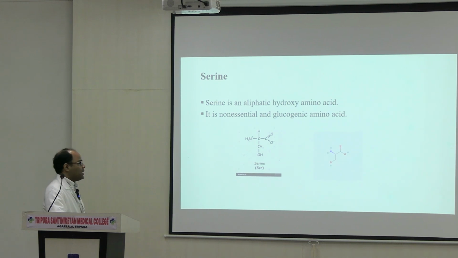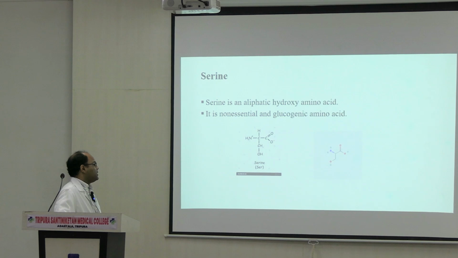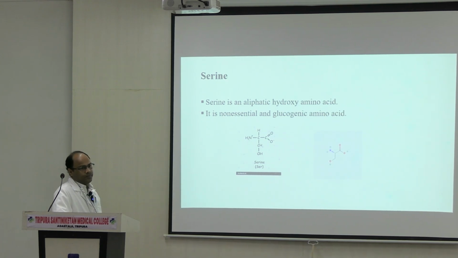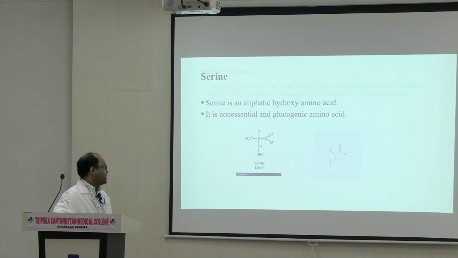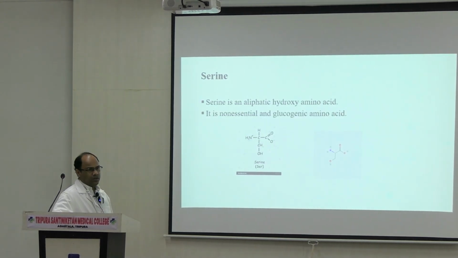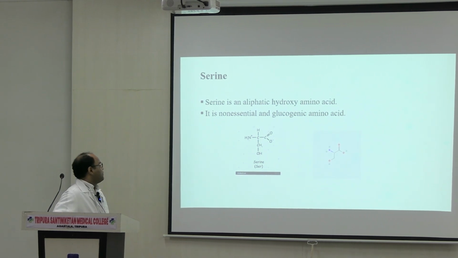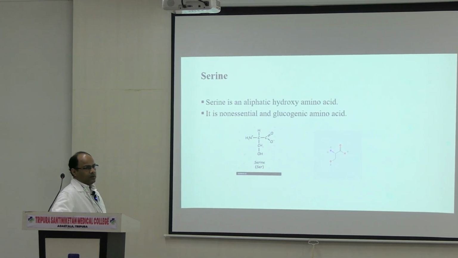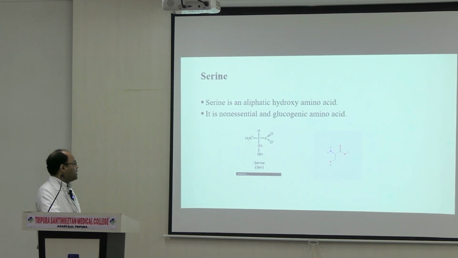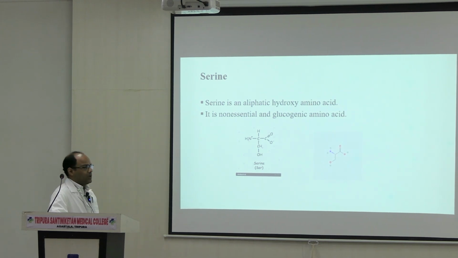So serine is an aliphatic hydroxy amino acid. It is a non-essential amino acid and it is a glucogenic amino acid. In your exam, if anyone asks you this type of question, just highlight these things. Serine, brief introduction. What is serine? It is an aliphatic hydroxy amino acid. Why? Because it has an OH group here. That is why it is called a hydroxy amino acid. It is a glucogenic amino acid and it is a non-essential amino acid.